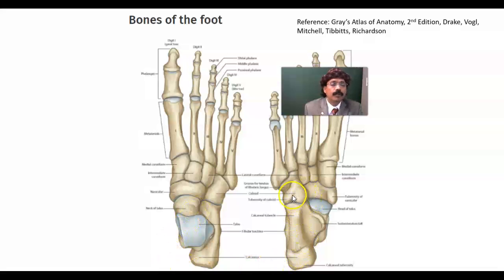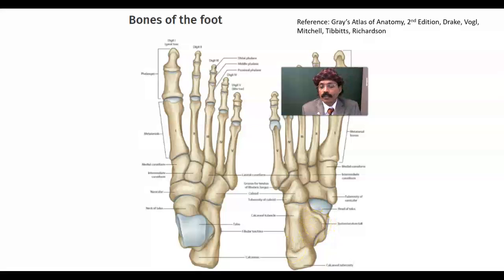We have a groove here on the cuboid bone for the passage of the fibularis longus. This is the tuberosity of the navicular bone for the major insertion of the tibialis posterior. This is the sustentaculum tali; underneath we have the passage of the tendon of the flexor hallucis longus.